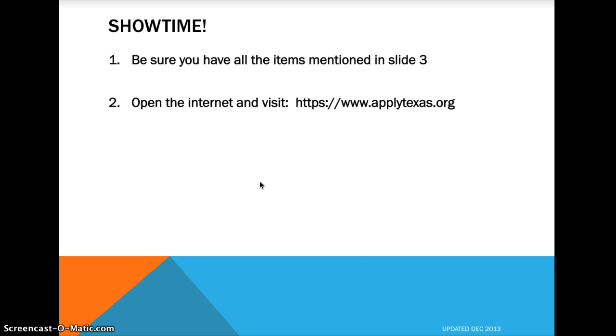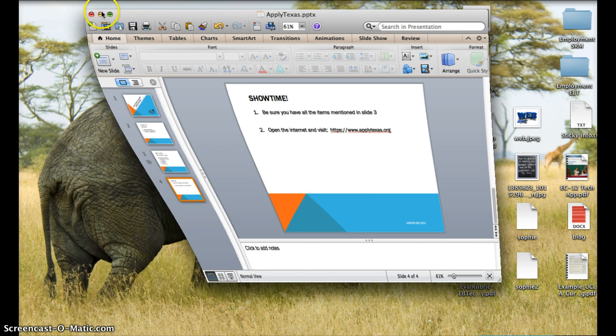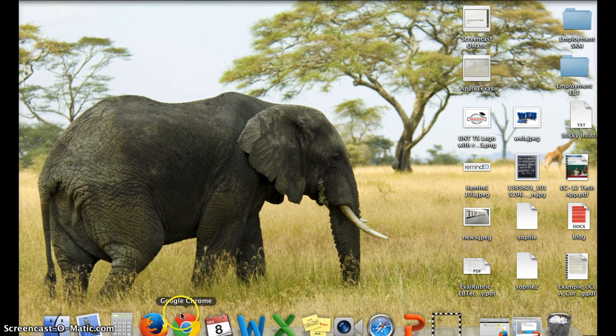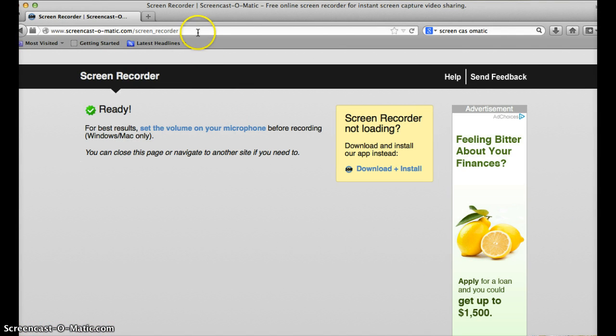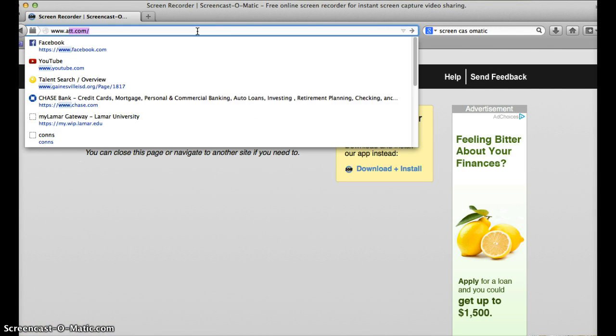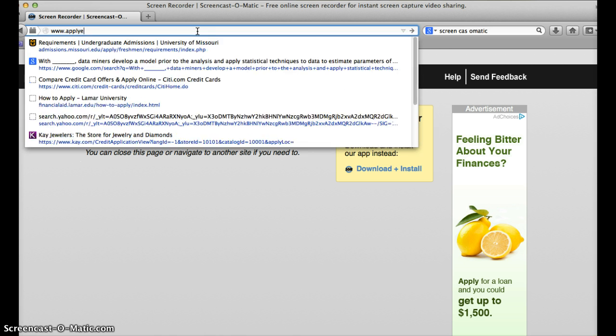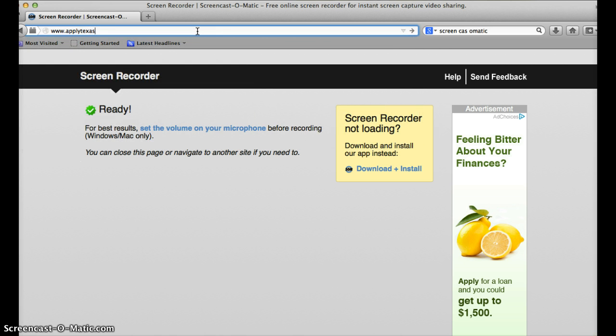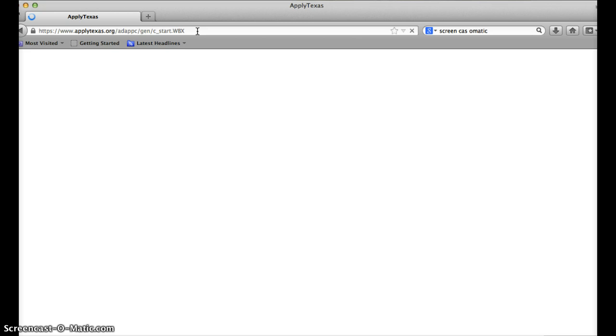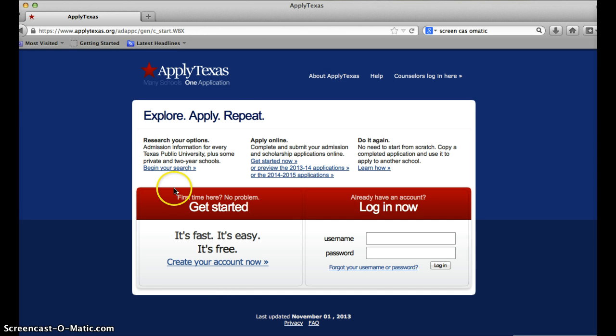Okay, it's showtime. First, you're going to open the internet and visit applytexas.org. So let's do that right now. And this is what the site looks like. As you can see, their motto is explore, apply, repeat.